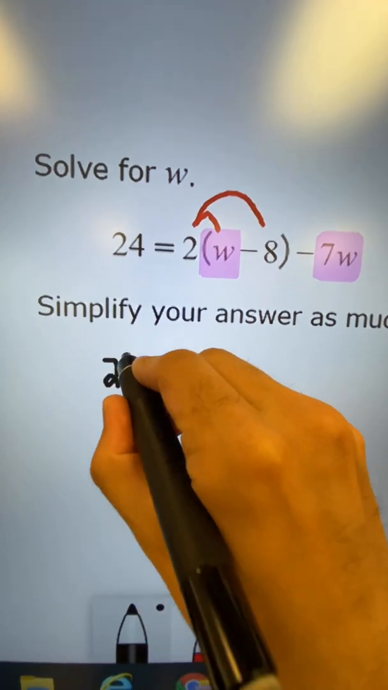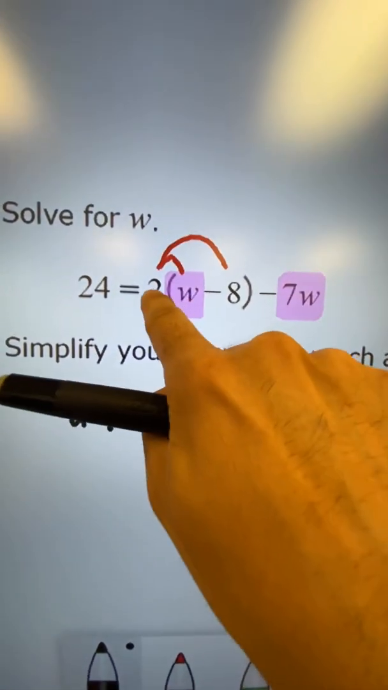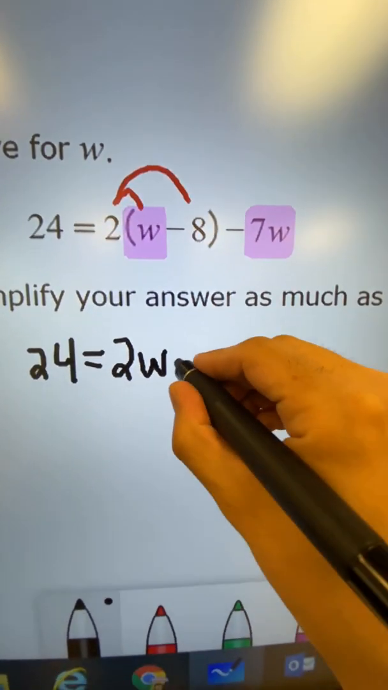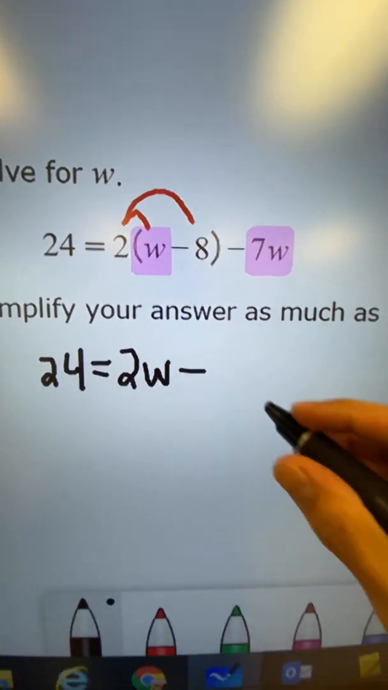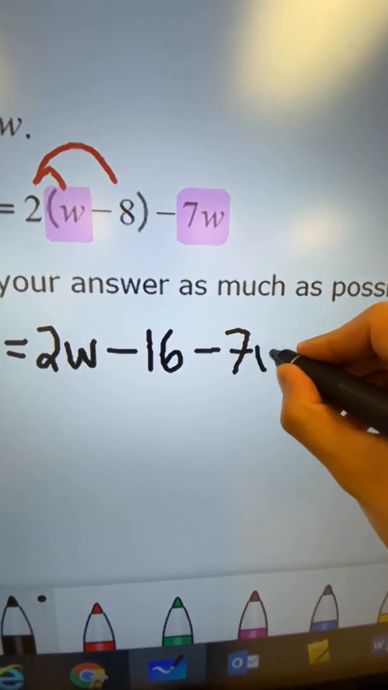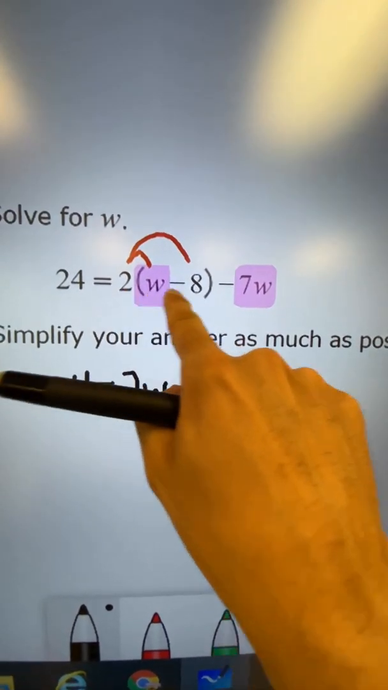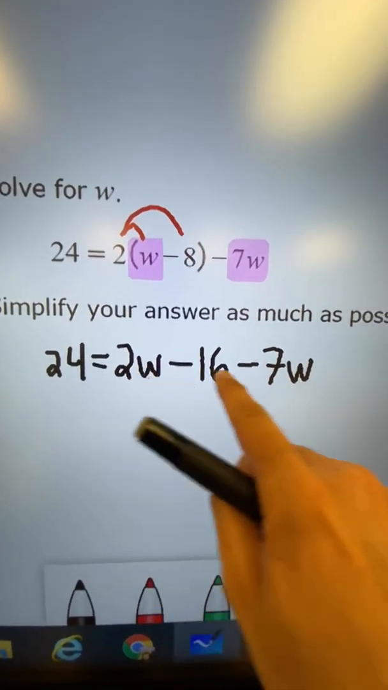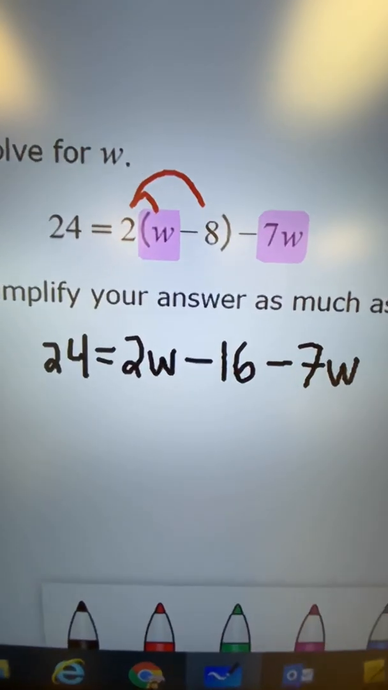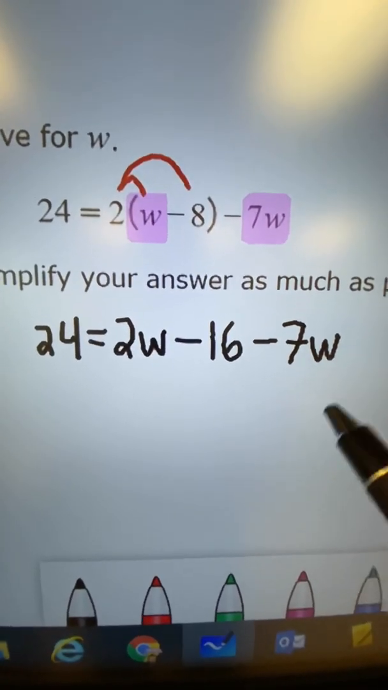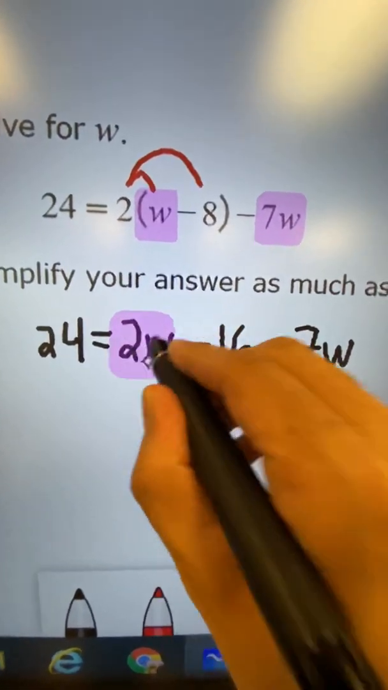So now we're going to do 24 equals, so when I multiply 2 times w, I get 2w minus, and then when I multiply 2 times 8, I get 16. And then I bring down the minus 7w. So notice that we took care of the distributive property first. And now I notice that w appears twice on the same side. So that lets us know the next step, because again, you're trying to solve for w, which means our next step should be to combine these two.